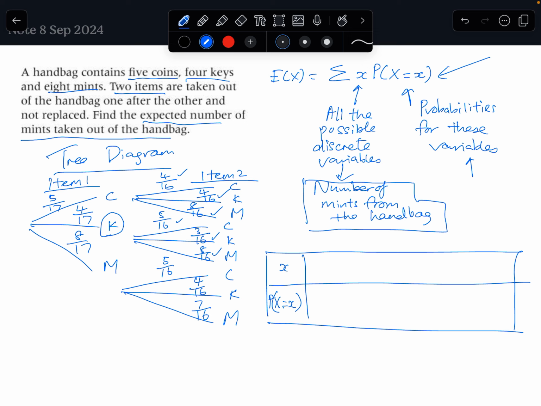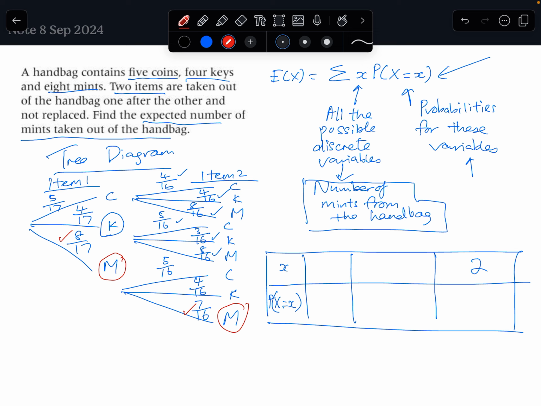Now, this gives us several possible outcomes, because number 1, I could have 2 mints taken out from the handbag. If you look at the tree diagram, I could possibly have the first one be a mint. I could also have the second one be a mint. So this outcome will mean that I could possibly have 2 mints taken out from the handbag. Since there's only one outcome that gives me 2 mints, and we know that this is 8 over 17 and 7 over 16.